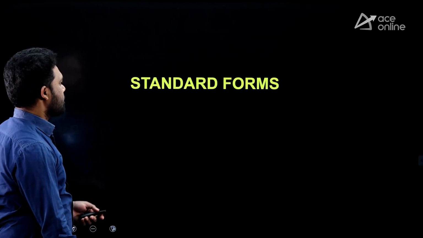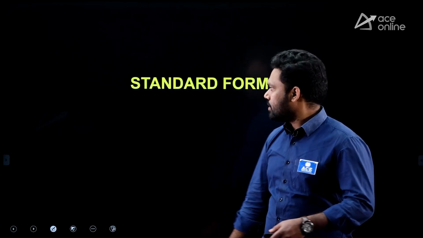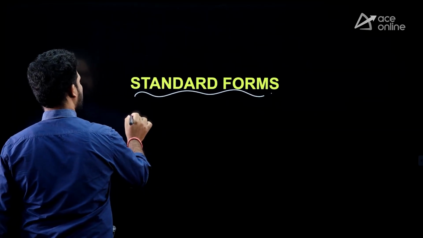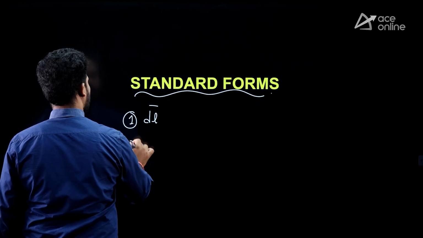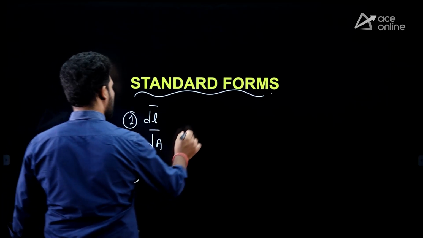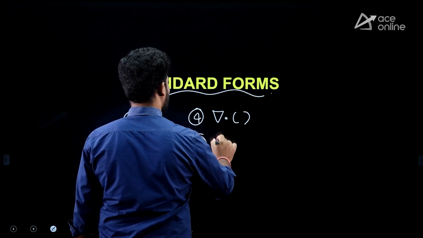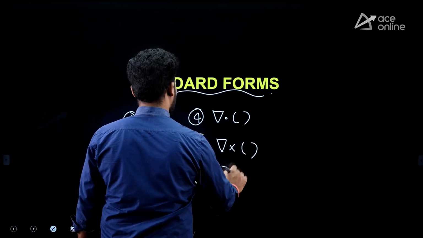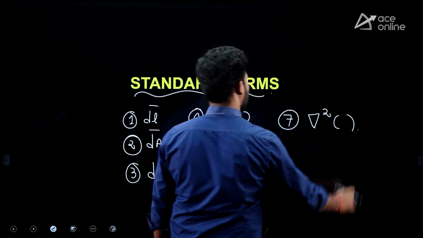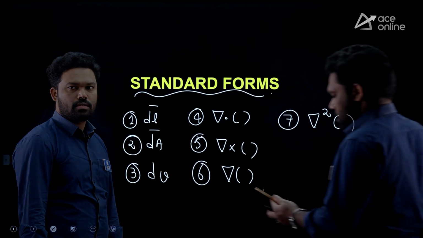Clear? Fine. Now let us have some standard forms here. We have some different formulas, different operators. What are they? Differential length, differential surface, differential volume, divergence, curl, gradient, Laplacian operator. So how many operators are there? Total 7 operators are there.